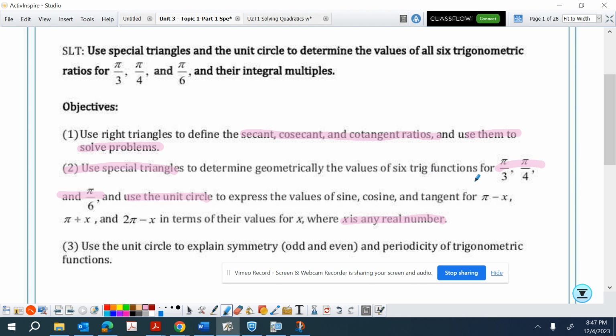But today, when it's talking about expressing values of sine, cosine, and tangent, remember, values are the same as ratios. Anytime I'm talking about sine, cosine, and tangent, it's just like where log is asking you what the exponent is. Sine, cosine, and tangent is asking what is the ratio of the triangle sides. And then they're talking about pi minus x to talk about the second quadrant, pi plus x to talk about the third quadrant, and 2 pi minus x to talk about the fourth quadrant.